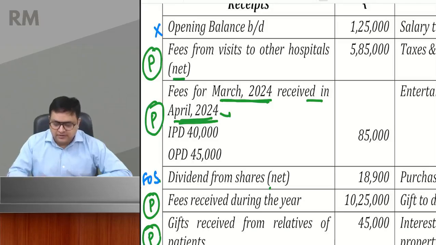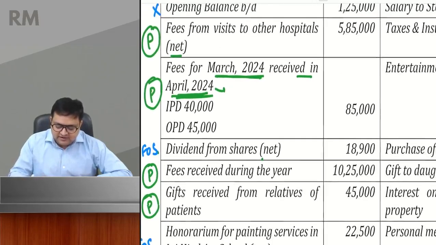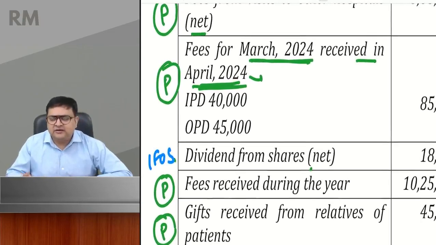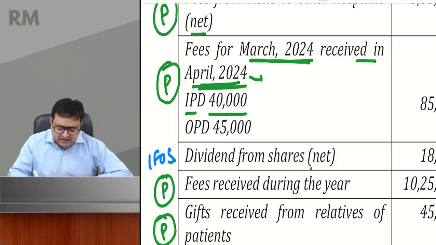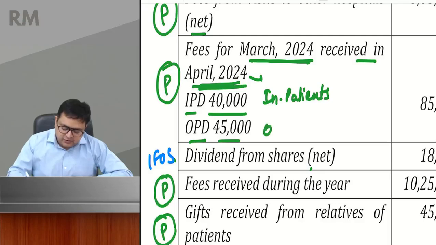85,000 is your PGBP. This person is a doctor, so he has received 85,000. They have given the split also. That split I don't require. 40,000 IPD, 45,000 OPD. IPD and OPD are medical terms. This is called inpatients, and this is called OPDs, outpatients.